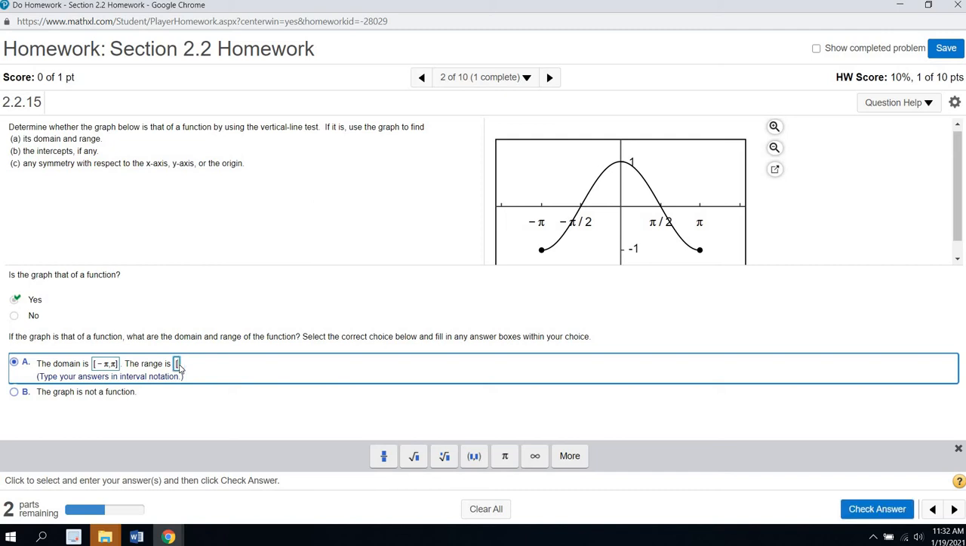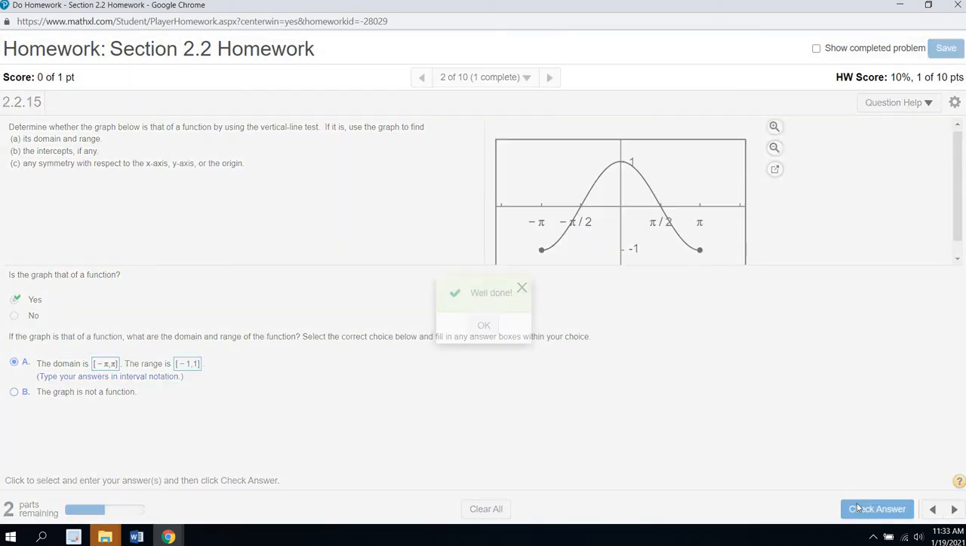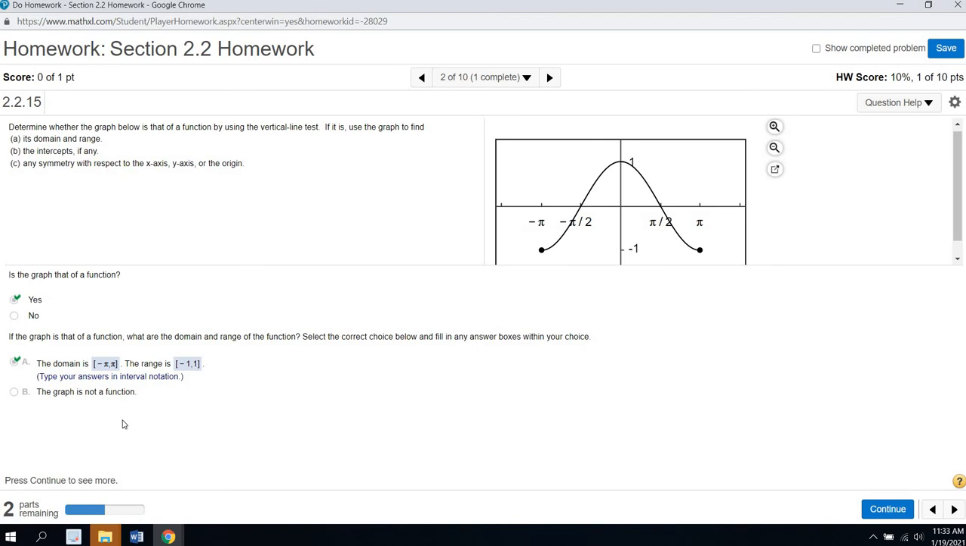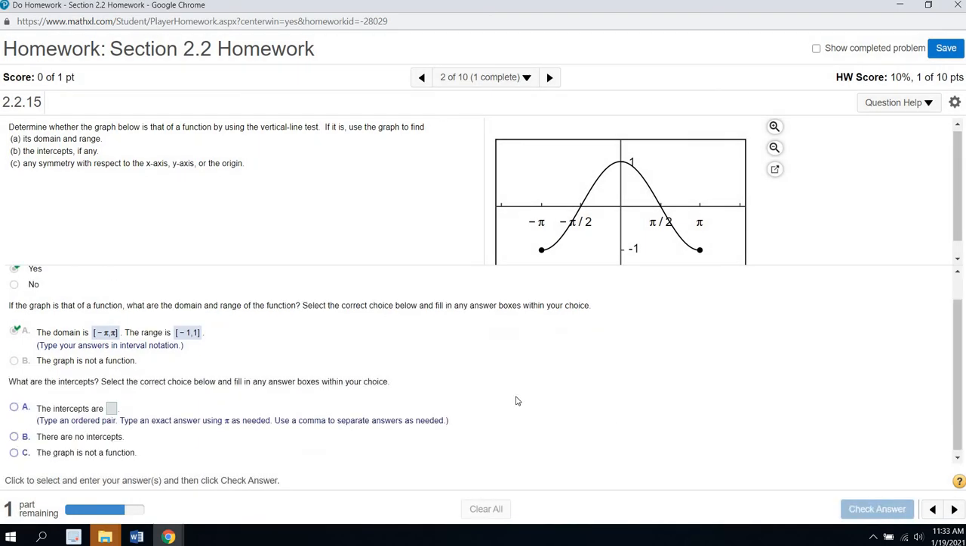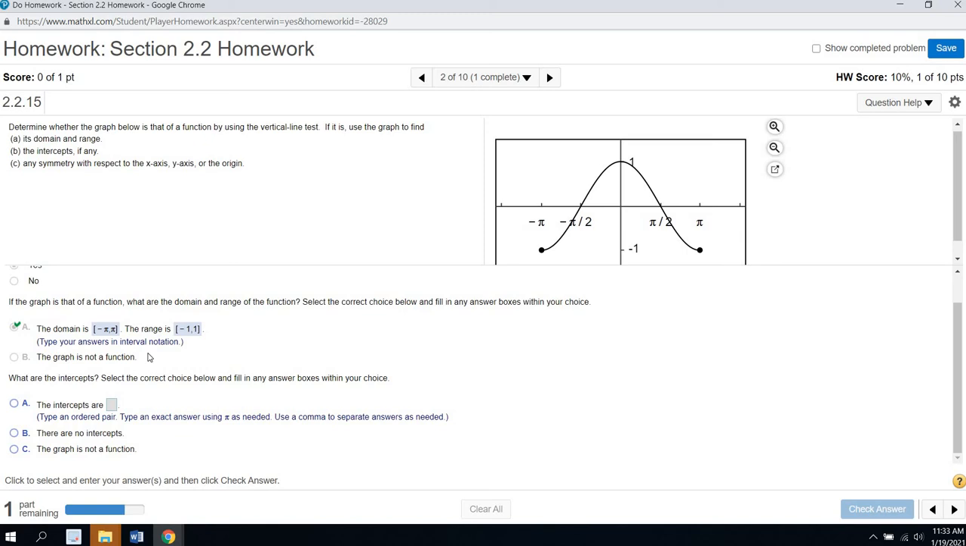And what's the range? Well, you know the range. The range is from -1 to 1, right? Based upon our experience last time. And we'll check answer, right? And so the reason why they have this option as not a function every time is because they keep alternating what kind of picture they put there, right? So we continue.